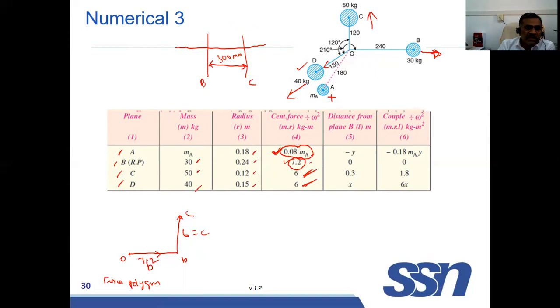Now in the same direction, you draw some 6. Right? So this is 6. This is D. You draw this. Now you have to close this. This is 0.08 MA. If it is in balance, the polygon has to be closed. So this is the direction we are drawing. Finally, this will be the direction. This will be equal to 0.08 MA. So by equating this, you can find the value of MA.